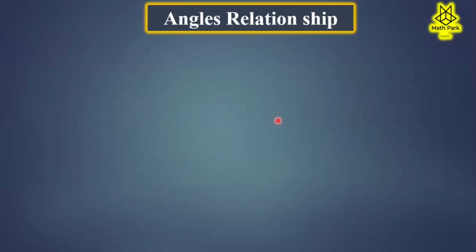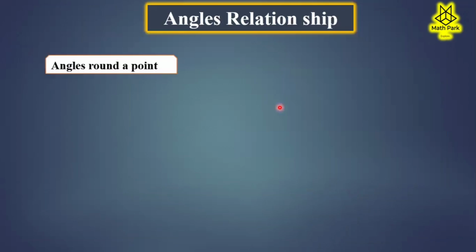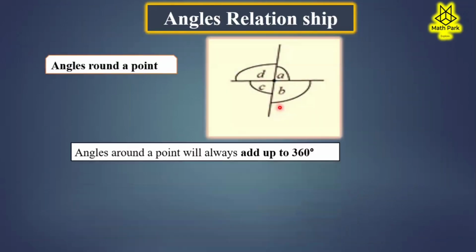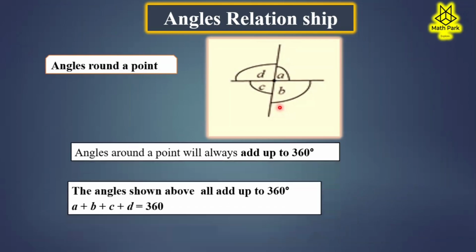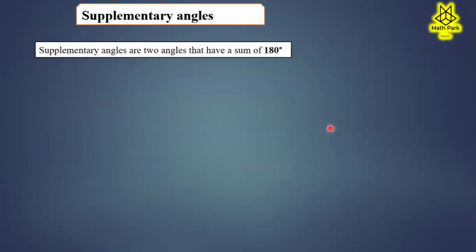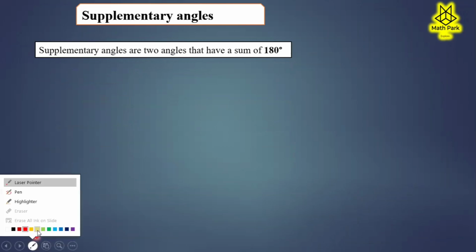Yes. Let us understand the relationship between angles. Angles around a point, as we have seen, it is a complete angle. They add up to 360 degree. So in this figure, you have angle A plus B plus C plus D is equal to 360 degree. Supplementary angles are the angles which have the sum of 180 degree. The angles which have the sum of 180 degree are called supplementary angles.